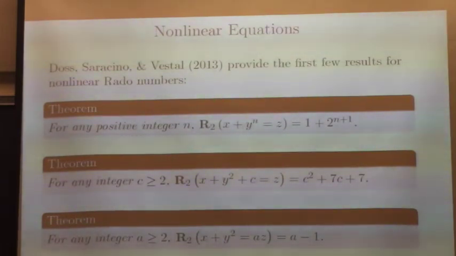So here and here, it should be pretty evident that they're taking previous results and adding some kind of exponent. X plus y equals z, just add an n here. X plus y plus c equals z, just add a 2 here.